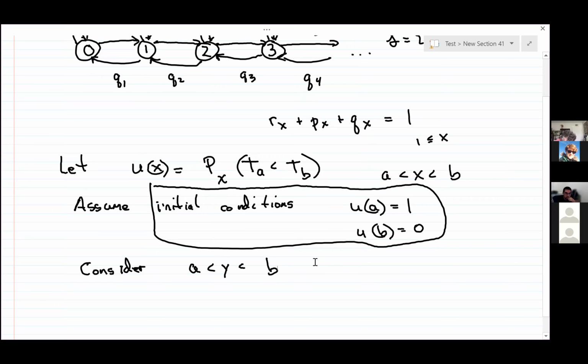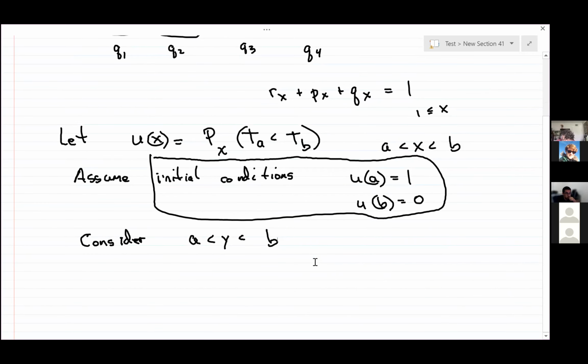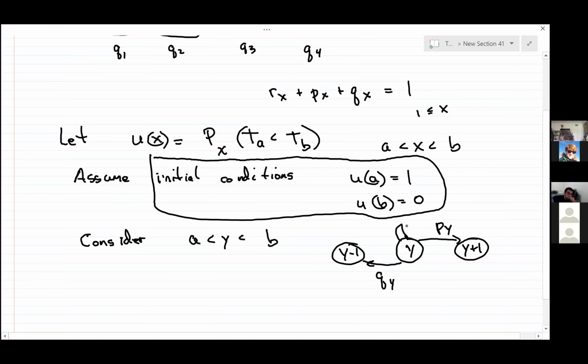Okay. And so how does the diagram look there? Well, Y would be a state in that picture. And you can go up to where? State Y plus 1. I'm just putting in the diagram. And you go down to state Y minus 1. The chance of going up would be PY. The chance of going down would be QY. And the chance of returning would be RY.